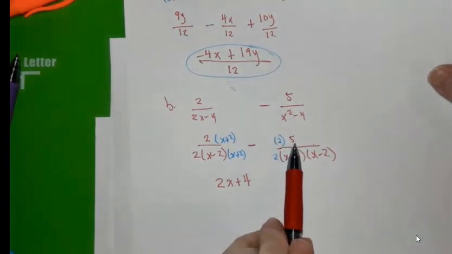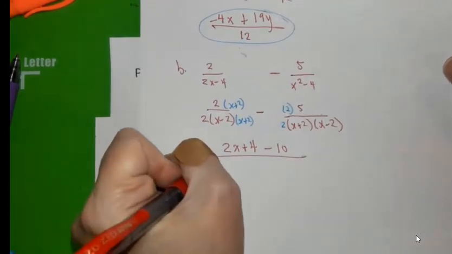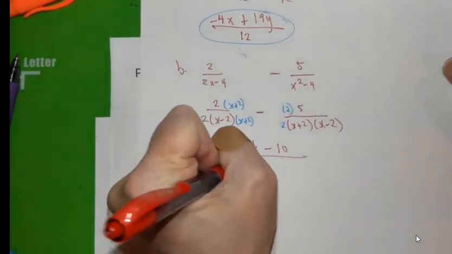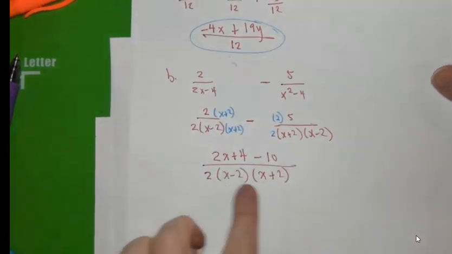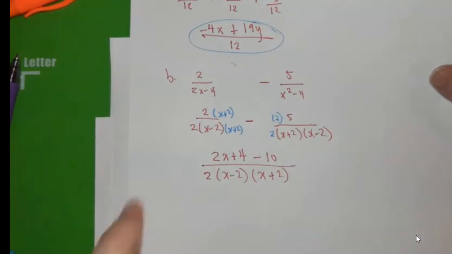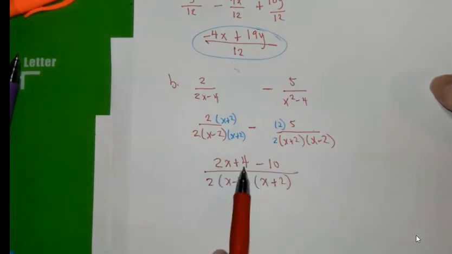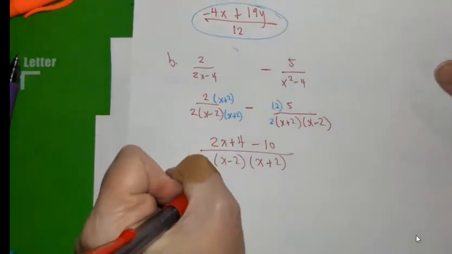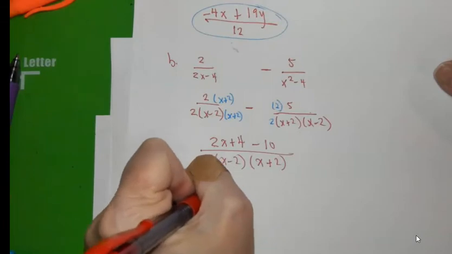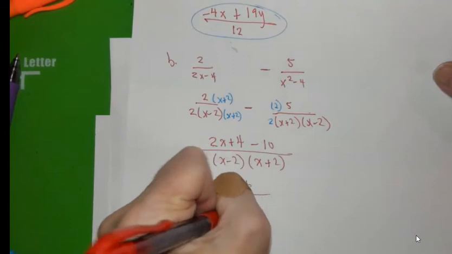Minus 2 times 5 is minus 10. And all of that will go over the same denominator. And I'm going to leave that denominator factored. In most cases, you do just leave that denominator factored. Let's take a look at this numerator. You do have a 2x plus 4 minus 10, meaning you can combine like terms here. The 4 minus 10 is a minus 6. So we have 2x minus 6 on the top, and I still have all these factors.